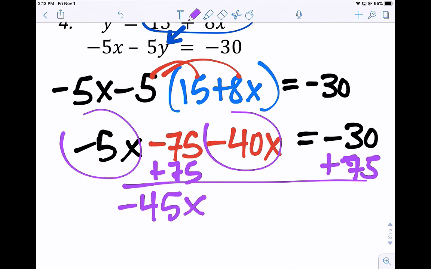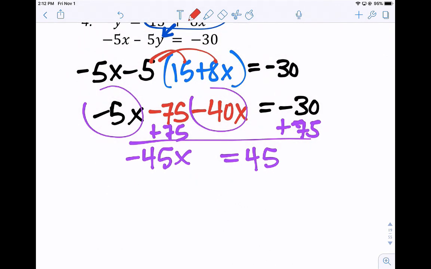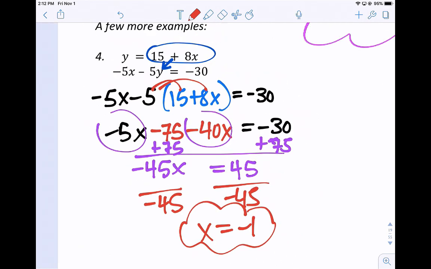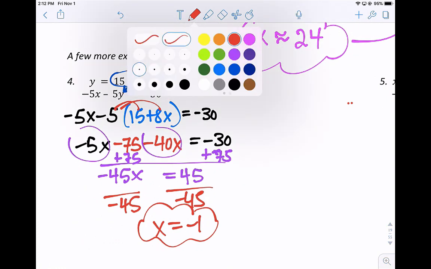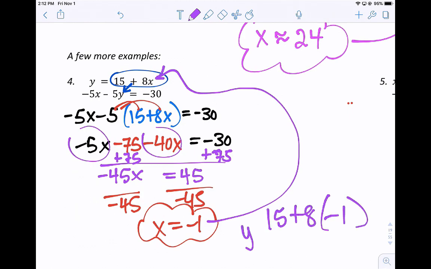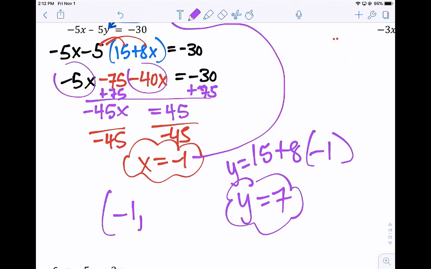Okay, so that's 45. Okay, let's get rid of the negative 45. We'll divide. So x equals negative 1. Okay, so again, we're looking for the point of intersection. We only have half the answer, so now we just take this and plug it into either equation. Usually there's an equation that's easier to plug into, and it's the one where y is already by itself. So let's plug in. We get 15 plus 8 times negative 1. All right, so that's 15 minus 8, so y equals 7. So these two lines do cross, and they cross at the point negative 1, 7.